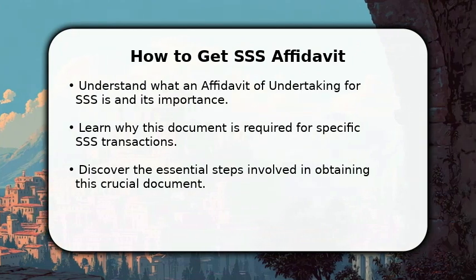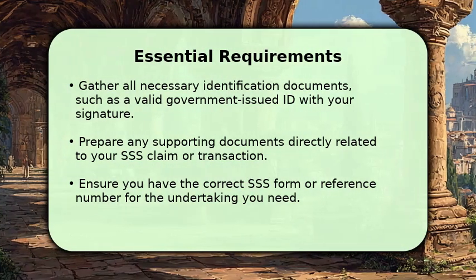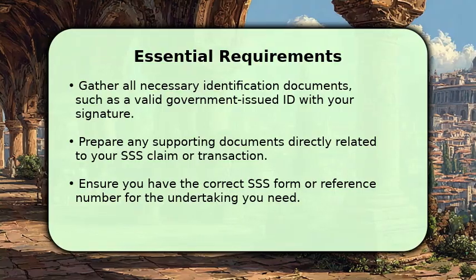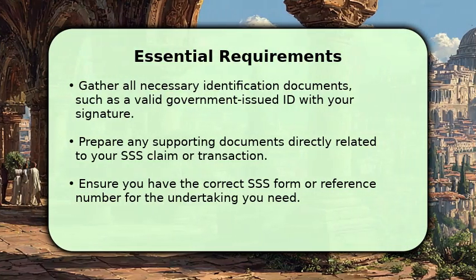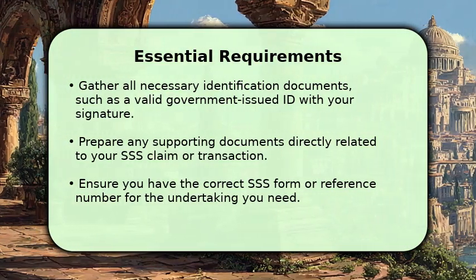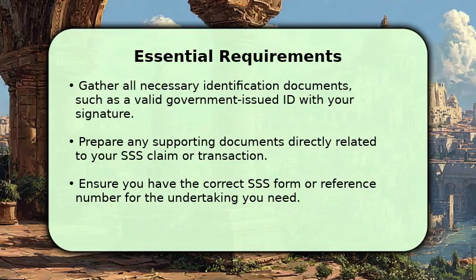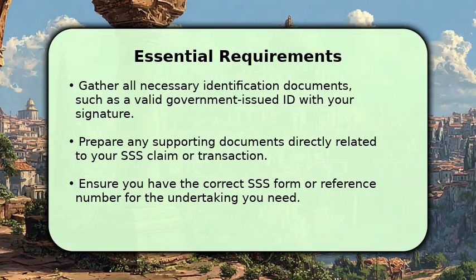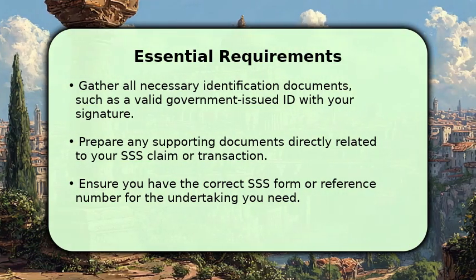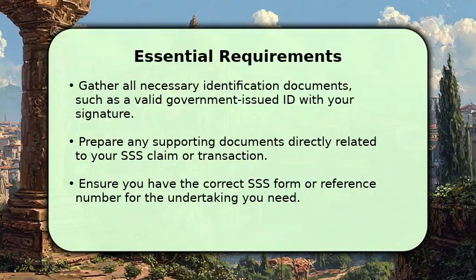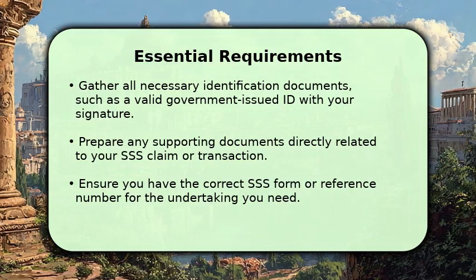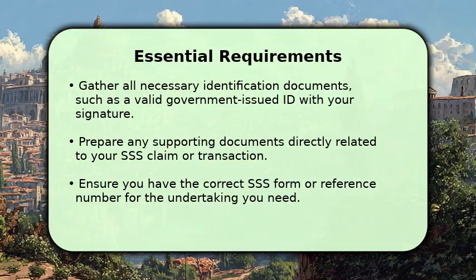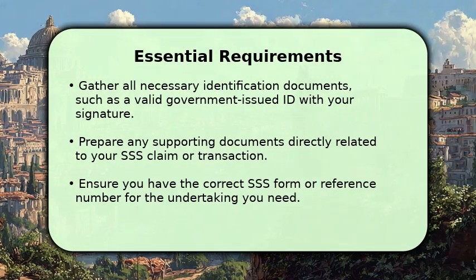Let's get started. To prepare, gather your valid identification documents, such as a government-issued ID with your clear signature. You'll also need any supporting papers relevant to your specific SSS claim or transaction, like a claim stub or a letter from SSS. Make sure you have the correct SSS form or reference number handy. Proper preparation ensures a quicker and smoother process when you apply for the affidavit.